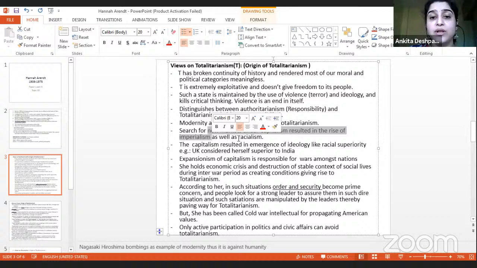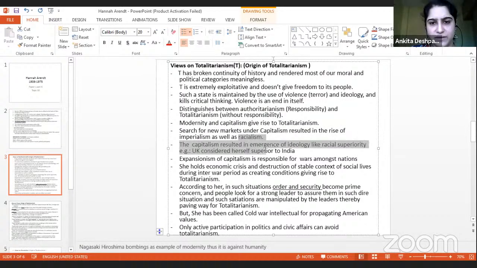And imperialism also led to racialism. Because for example, in India, UK considered themselves racially superior to Indians. That's why they became the colonial masters, and Indians were the colonial country, because we were so-called inferior to the colonial masters, racially inferior to the colonial masters.